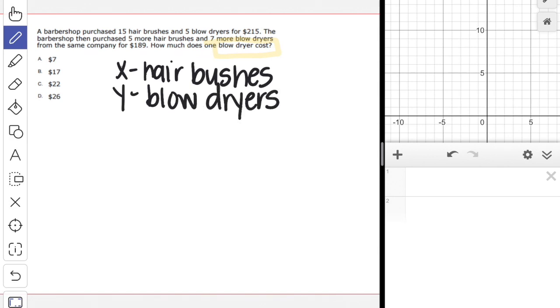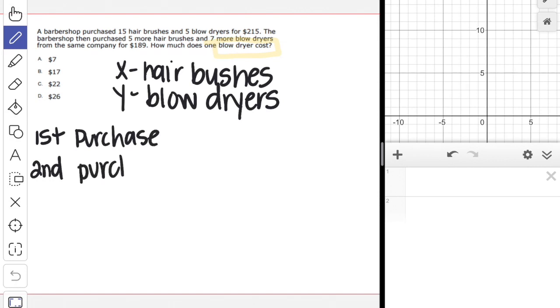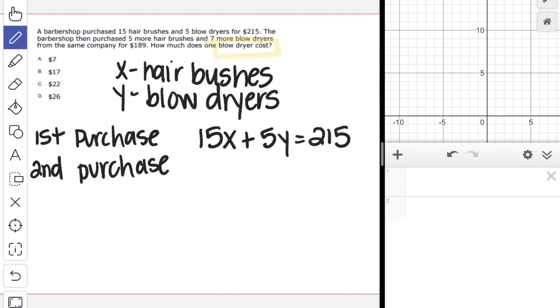Okay, so we're going to write two equations. We're going to write the equation for the first purchase, and we're going to write an equation for the second purchase. So I'll write purchase so we're not confused. All right, so our first purchase was 15 hairbrushes, so 15x plus 5 blow dryers, 5y, was $215. Then I have the second purchase. They purchased 5 hairbrushes and 7 blow dryers for $189.